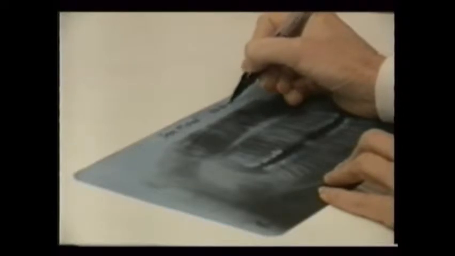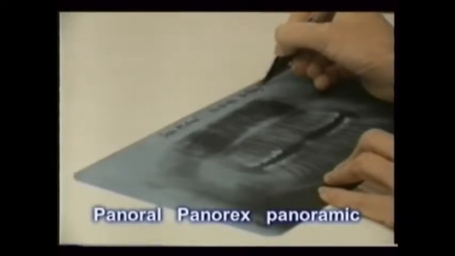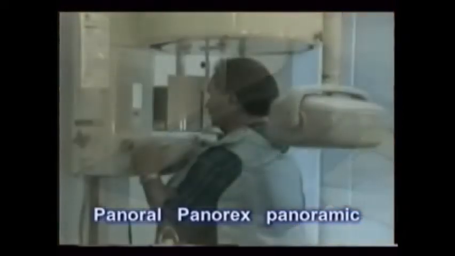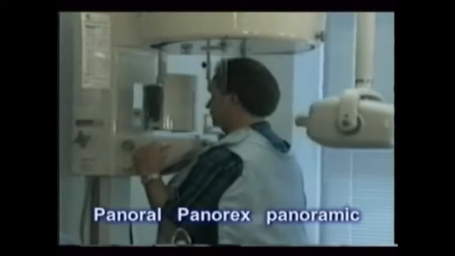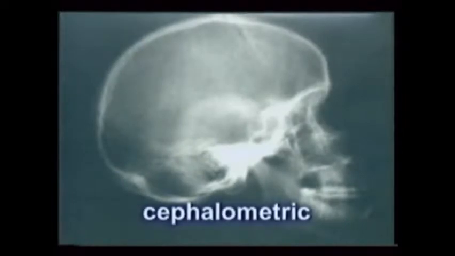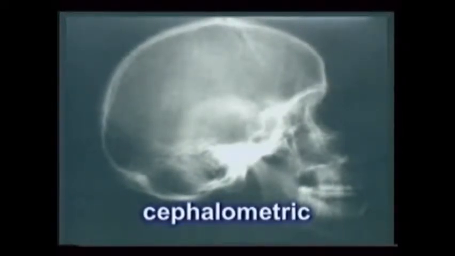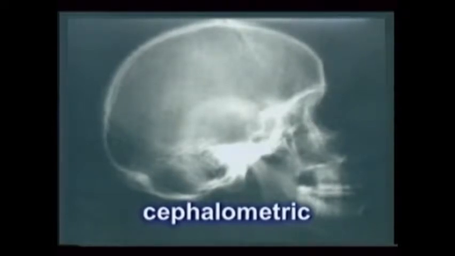Extraoral dental X-ray films used in general practice are mostly the panoral or panorex films. The panoral X-ray machine circumnavigates the head and renders a flat image of the upper and the lower jaws onto a single rectangular film. Dental specialists like orthodontists and oral surgeons also use cephalometric films, which allow for a side view of the head, the jaws, or the TMJ.